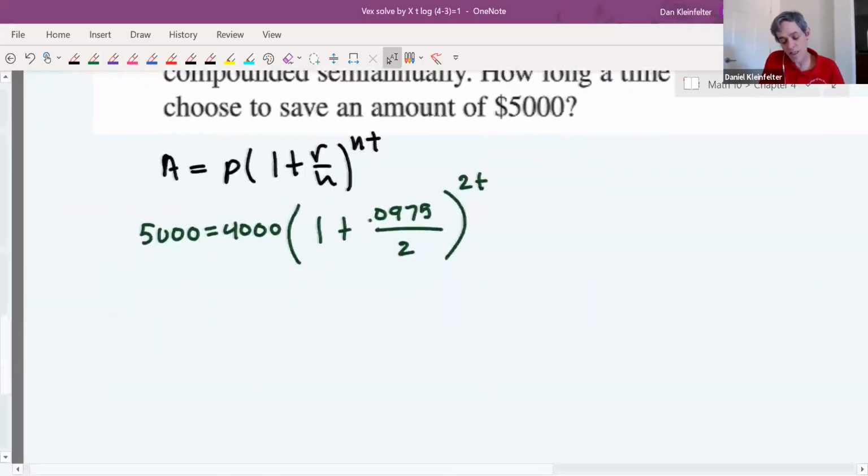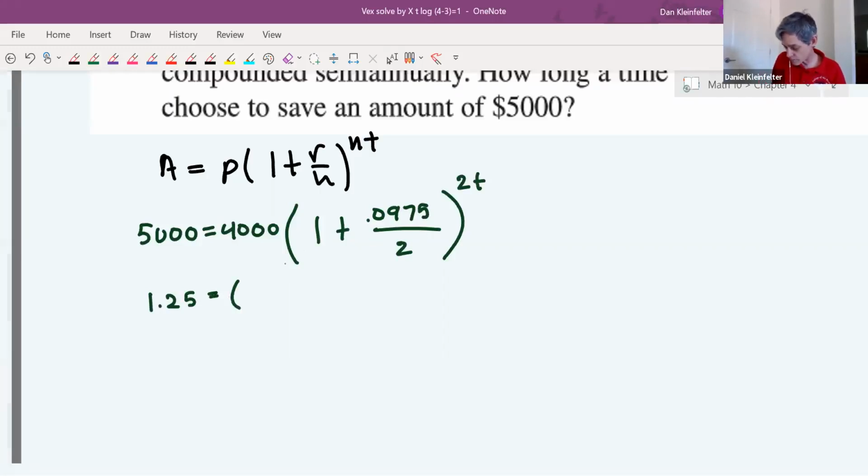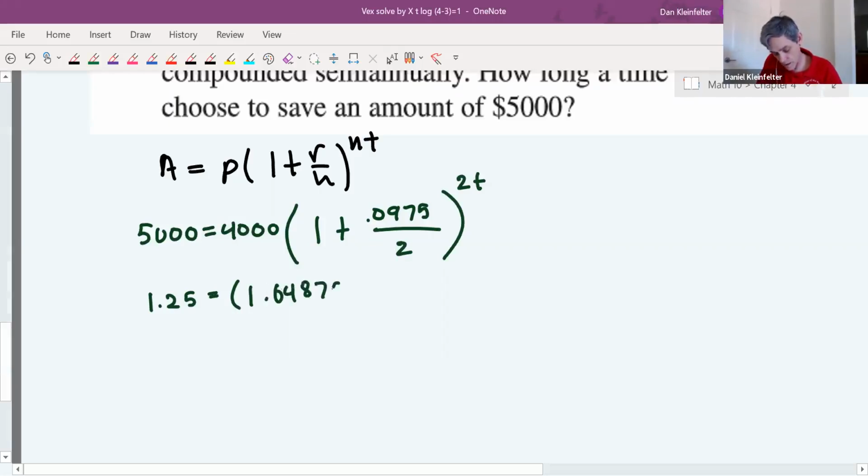So this time we're solving for T. As we know, the way to get access to an exponent is by taking logarithms of both sides. Before we do that though, I'm going to do a little simplification. I'm going to divide both sides by 4,000 first. That will give us 1.25 on the left side. And then inside the parentheses, let me go ahead and work out what that decimal is. If you don't feel like doing that now, you can hold off on it till later. Okay, so now that's 1.04875 raised to the 2t power.